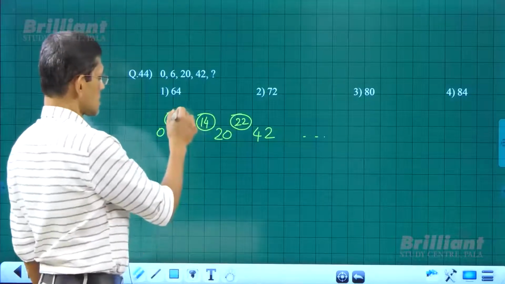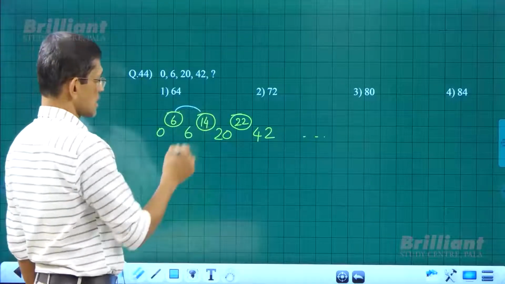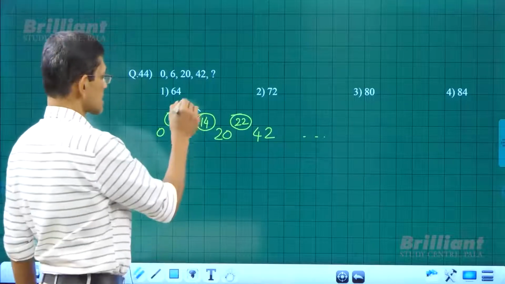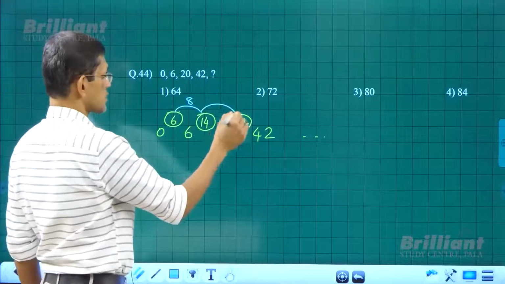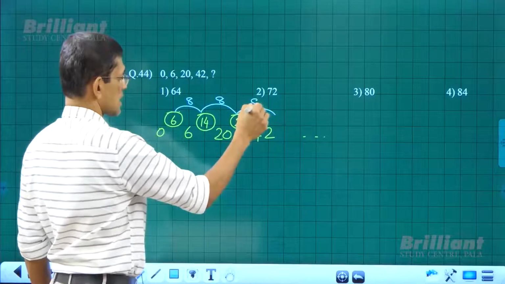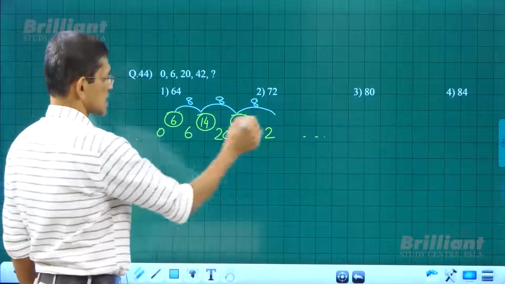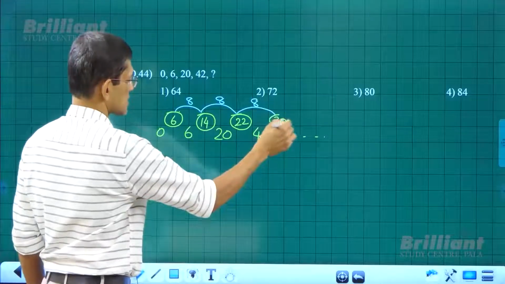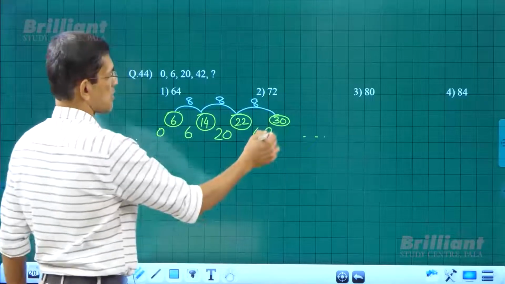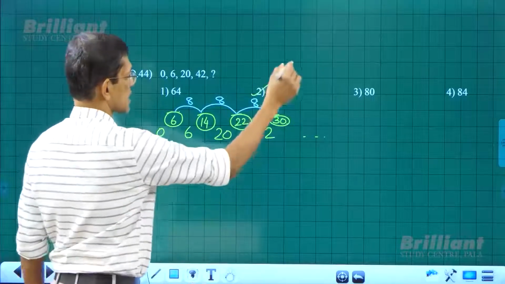Or then we can take the differences of differences. So that means 6 and 14, the difference is 8. 14 and 22, that difference is 8. And 22 plus 8 must be the next difference. So 22 plus 8, what do you get? 30. So 30 would be the next difference. So 42 plus the difference 30, that's 72. So the answer is 72.